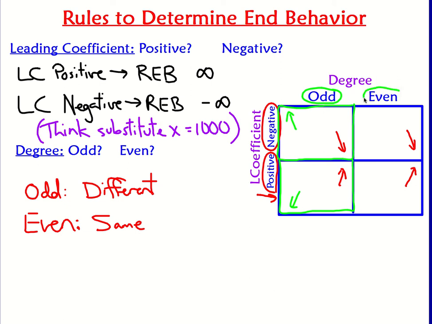If the degree is even, the end behaviors are the same. So that means that if the right end behavior is down, then so is the left. And if the right end behavior is up, then so is the left.